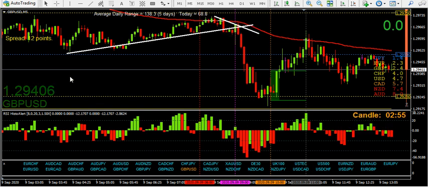Okay, higher lows making higher highs, lower highs and lower lows.